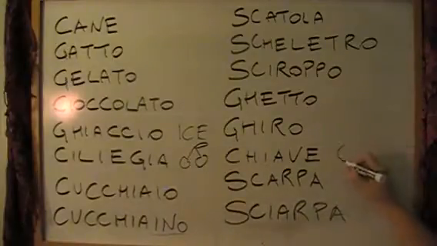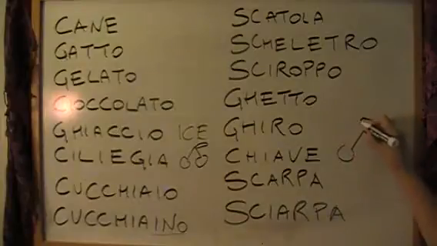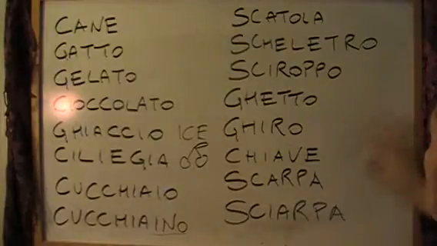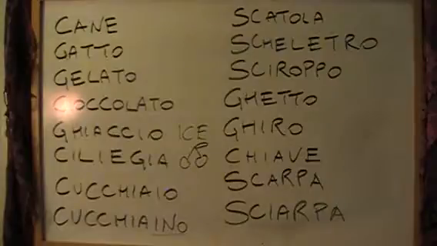Chiave is a key. See? That is an artist. It is chiave. Scarpa is a shoe, like shoes there are two, because we have two feet. Scarpa is only one, a shoe. Instead, sciarpa is a scarf that you put around your neck when it's winter, when it's very cold. So now I suggest you try to pronounce a couple of them.